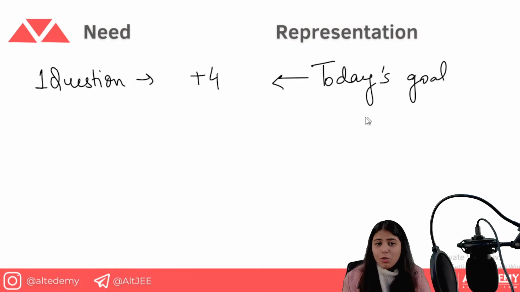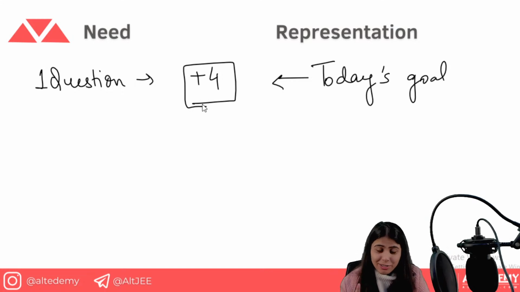Now this is the goal, and you are investing your 1 hour with me, so I want these plus 4 marks in your JEE, okay? These plus 4 should always be added to your JEE score. So let's just get started.